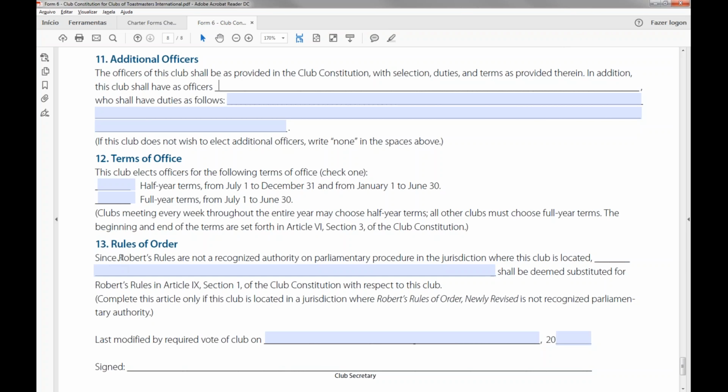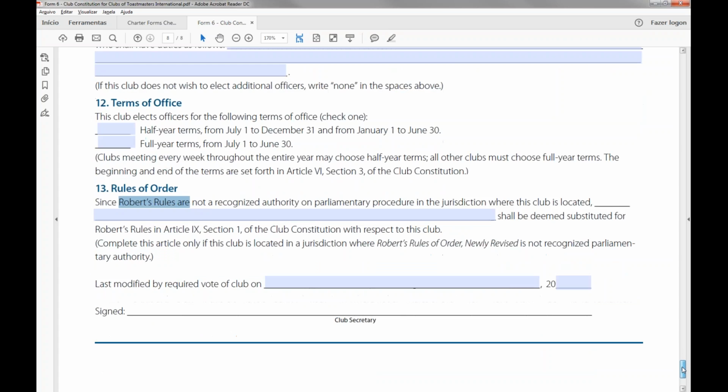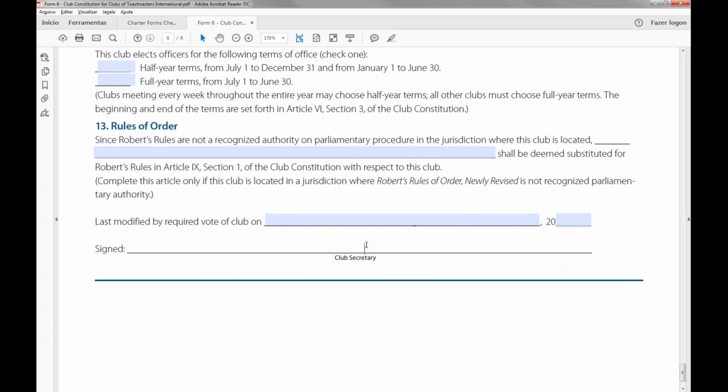For example, we use Robert's Rules of Order in order to run our club meetings, area council meetings, and district executive meetings, and you can decide that even there is another kind of rules you want to follow. And last but not least, it needs to be signed by the club secretary. So all this information, you can see the first page, and these last two are the most important, that define how the club is run.